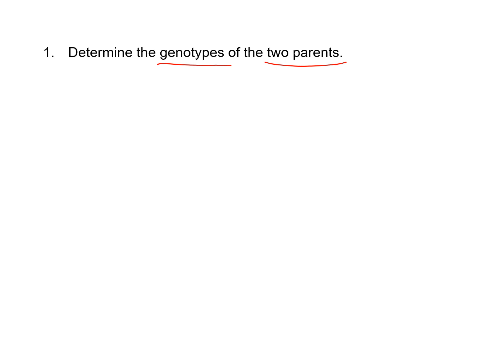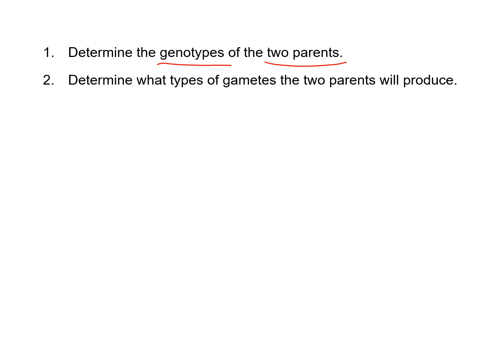To do a Punnett square, there are 4 basic steps you need to follow. The first step is to determine the genotypes of the two parents. So remember, genotypes, those are the two alleles that each parent has. The second thing you need to do is to determine what types of gametes those two parents will produce. So this would be the result of meiosis. So as those parent cells go through the process of meiosis, what types of gametes in terms of what allele each gamete will have.